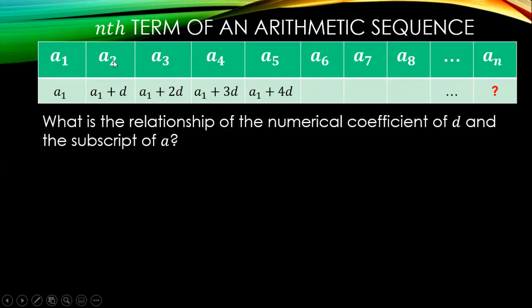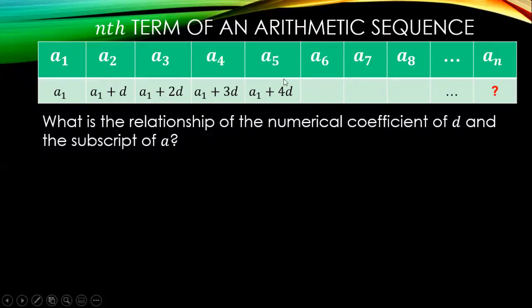For the second term, we have 1 as the coefficient of d, and the subscript of a is 2. For the third term, the coefficient of d is 2, the subscript of a is 3. For the fourth term, the numerical coefficient of d is 3, and the subscript of a is 4. For the fifth term, the numerical coefficient of d is 4 and the subscript of a is 5.